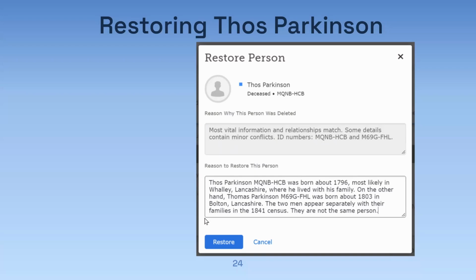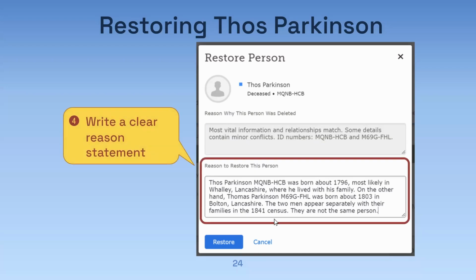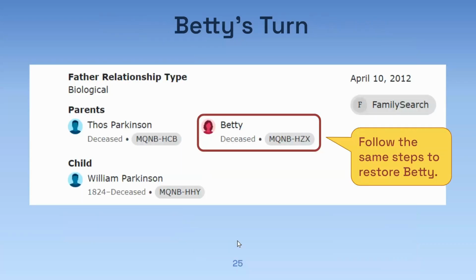So I just explained here why I was undoing the merge, why I was restoring the person. And notice that this doesn't have to be long or complicated. I just hit the high points. This Thomas was born this year, and he was from Whalley, so probably that's where he was born. That's where he lived. The other Thomas was born this year, lived in this place, and I found the two men and their families separately in the census, so there's no way they're the same person. After you put in a clear reason statement that helps people understand your thinking, you go ahead and click restore and the person comes back.